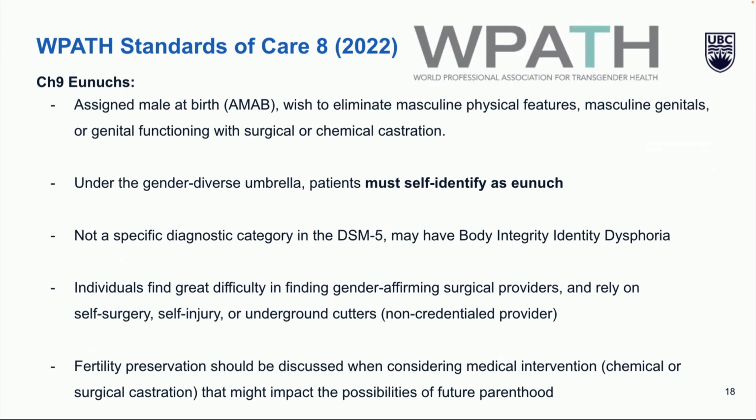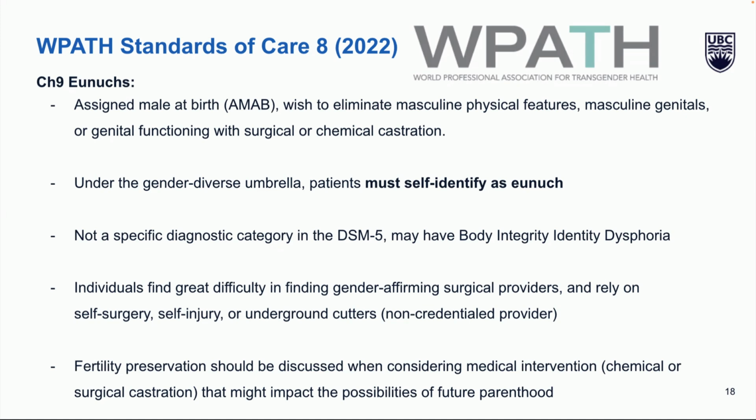In 2022, the new Standards of Care 8 by the World Professional Association for Transgender Health, or WPATH, included a new chapter on eunuchs. So these are individuals that are assigned male at birth with either gender incongruence or desires to eliminate their masculine features, such as their male genitals or their genital functioning. These are individuals that would normally fall under the gender diverse umbrella, and they must self-identify as eunuchs.